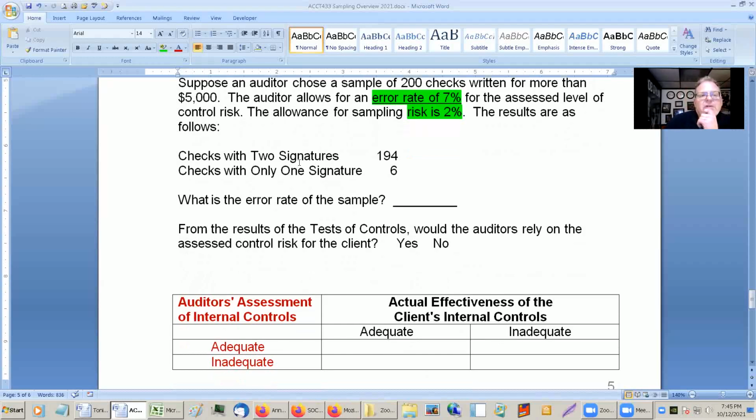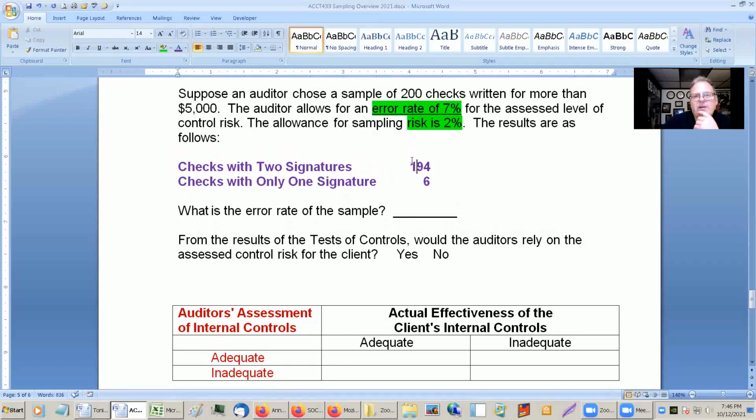So they do the test, and this is what they come up with. Checks with 2 signatures: of the 200, 194 had 2 signatures. And checks with only 1 signature, we had 6 of those. So what was the error rate?